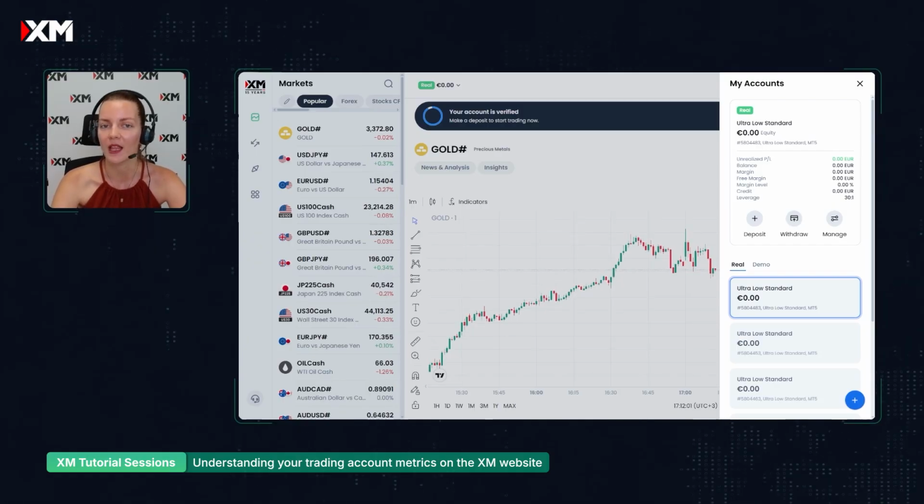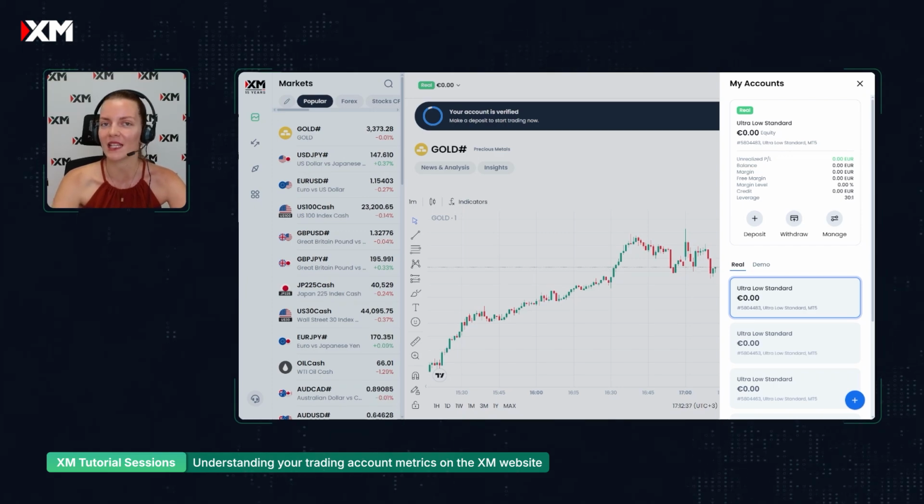Margin level. This shows the ratio of your equity to the used margin shown as a percentage. A higher margin level generally means more available funds. Credit. If any bonuses or extra funds have been added to your account, they will appear here.